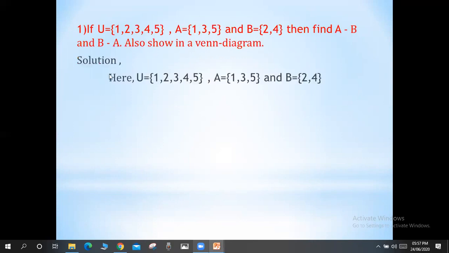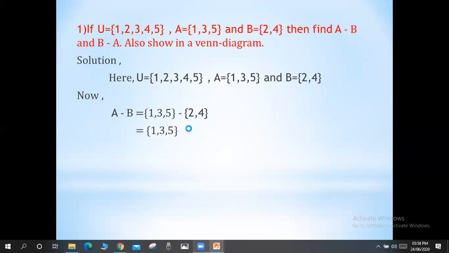First of all, we list what is given: the universal set and subsets. Then find A minus B. To find A minus B, you list first the elements of A, then the elements of B, and we already talked about it. A minus B means we write only the elements of A, and here all the elements of A are only elements of A. No elements are common. So set A itself is A minus B.